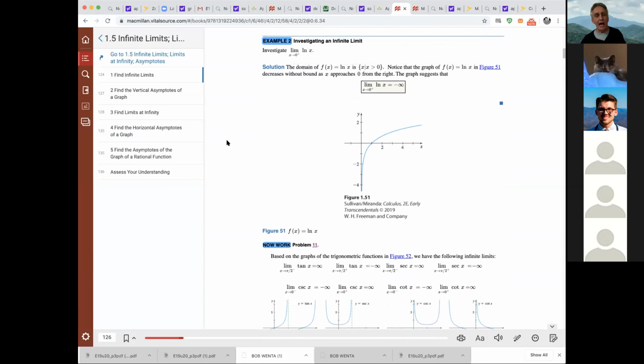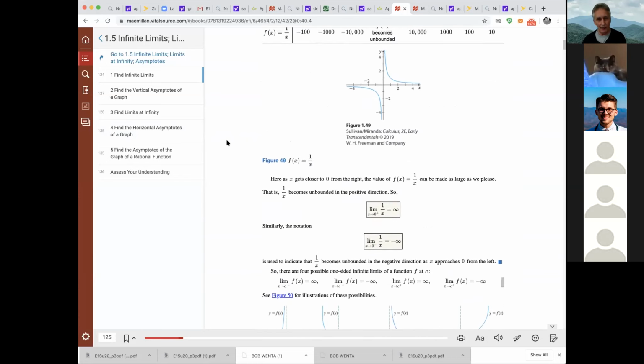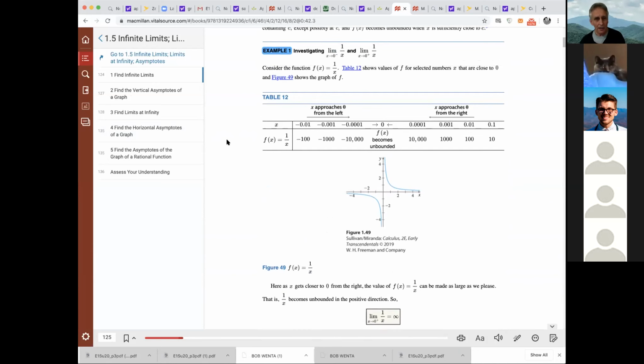As you're coming in from the left and coming in from the right is the key point I want to get to. So investigating the limit as you come in from the right and from the left of 1 over x. In example 1, notice you can look at your graph and get the solution. Yes, you can write it in the table and get the answer.